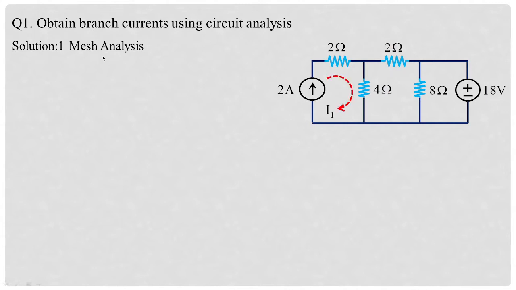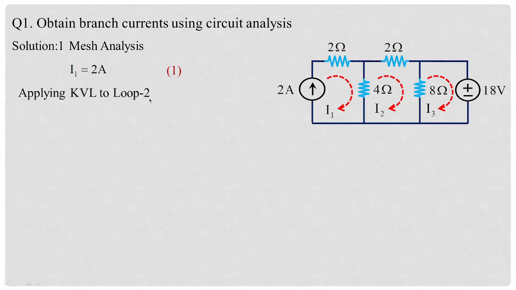So for that, I have selected the direction of the loop currents I1, I2, I3, all in clockwise directions. So by proper inspection, I1 is equal to 2 amperes. So this loop is done. So we have framed I1 is equal to 2 amperes, and with this apply KVL to loop 2, because here we don't have the loop currents. So first loop current is given, but the second loop current, third loop current is not given.